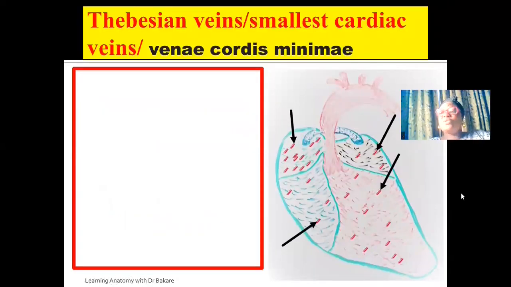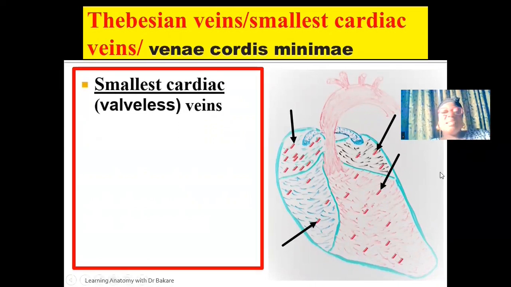Then the last part through which venous blood can be collected in the heart tissue is through the Thebesian veins, or the smallest cardiac veins. This is also referred to as the venae cardis minimi. So the Thebesian veins are seen in all the chambers of the heart. They are the smallest cardiac veins. They are valveless, and this should not be confused with the small cardiac vein. The small cardiac vein is just a single vein that is seen to emerge at the lower border of the heart that we have discussed in our previous slide.